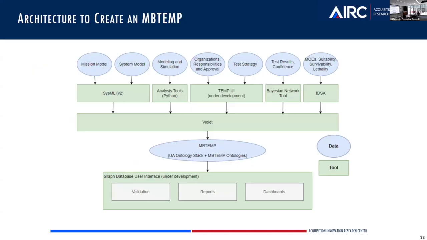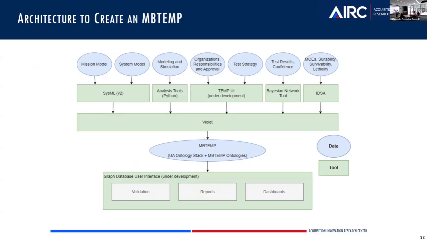All right, so here's the architecture for how we're actually creating the model-based TEMP. You can see here at the top, we have different models. You've got your mission models, your system models. Essentially this would be what would live in your MBSE tool. In this case, it actually says this is MOV2. I'll talk about that in a couple of slides, so I won't talk about that yet.